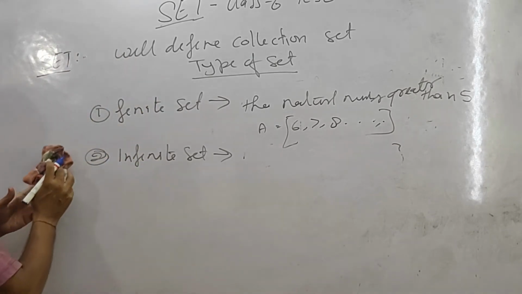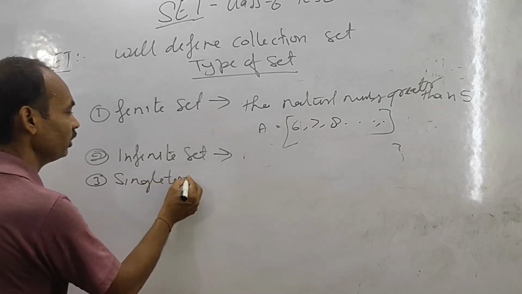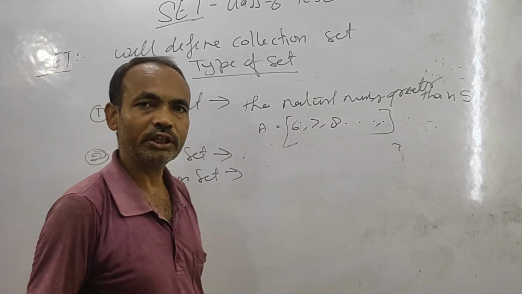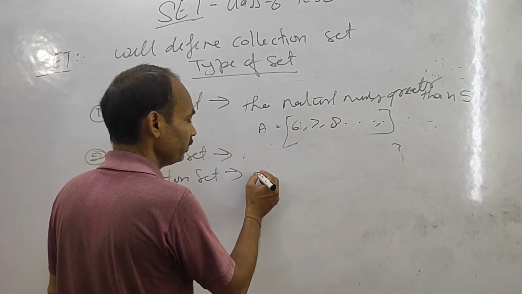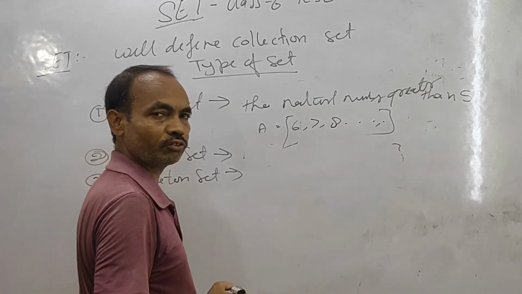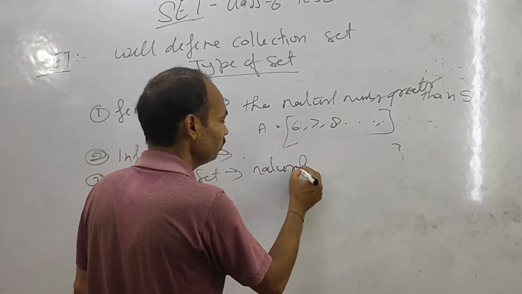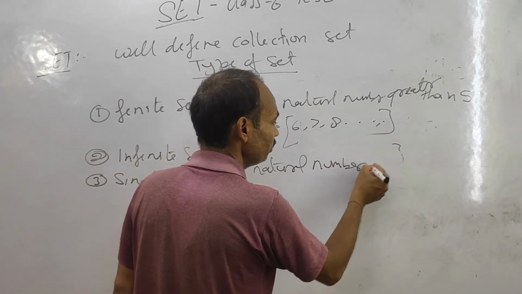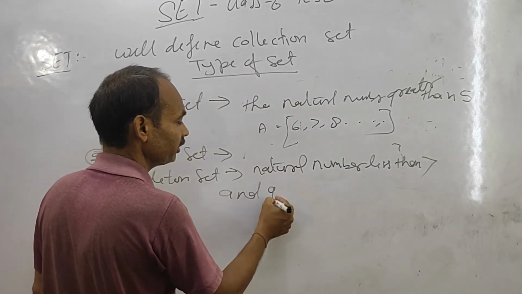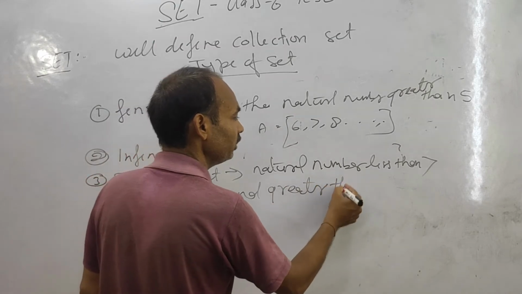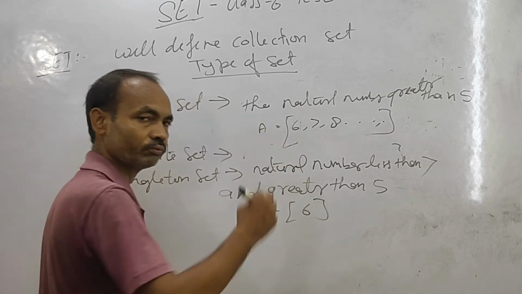Singleton set. If there is only one element in the set, such as natural numbers less than 7 and greater than 5. You know that there is only one element, 6.